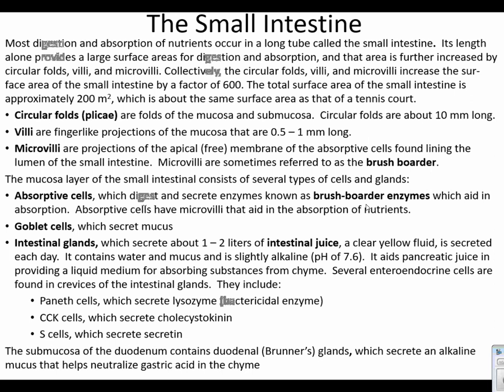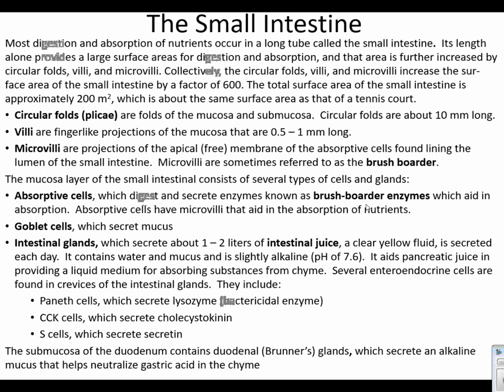And then we've got intestinal glands, which include a whole host of cells that secrete the intestinal juice. About 1 liter to 2 liters a day. A clear yellow liquid, which contains water and mucus and is slightly alkaline, pH of 7.6. Together with the pancreatic juice, it helps provide a liquid medium for absorbing substances from chyme.